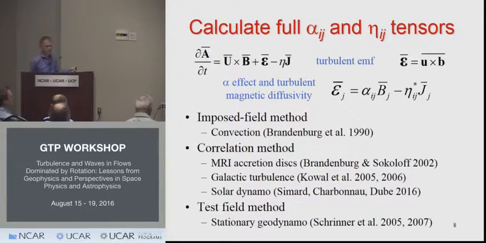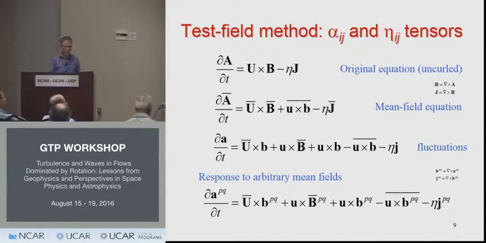After having defined a certain average, we will be focusing on horizontal averages that then depend on only the vertical coordinate. One approach is to use a correlation method where one uses a time series of the magnetic field and the current density and the electromotive force and correlates that in order to calculate these coefficients. But a much more rigorous method is what is known as the test field method that has been introduced in the context of a geodynamo, and however, in that case, originally in the stationary case. That goes back to Schekochihin 2005. Let me briefly explain this method.